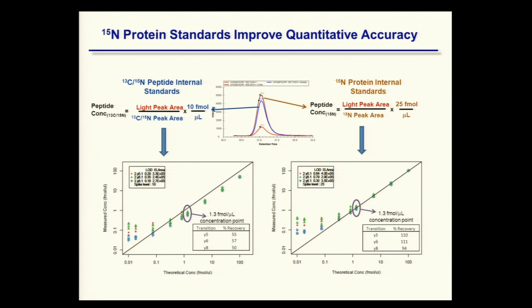You can see on the left panel, when the light peptide is ratioed to the heavy labeled internal standard peptide, the line is below the expected line. If we pull one of the concentration points, we're getting about 50% recovery of that peptide. However, when we ratio the light to the protein internal standard, it nicely aligns with the expected line, and the same concentration point now shows around 100% recovery. Again, this illustrates that using protein standards gets us one step closer to accurate quantification. But we won't always have the luxury of using protein standards, so cost is a consideration when developing MRM assays.